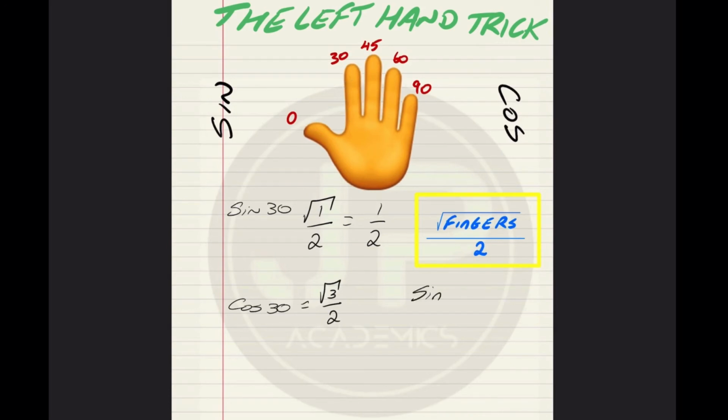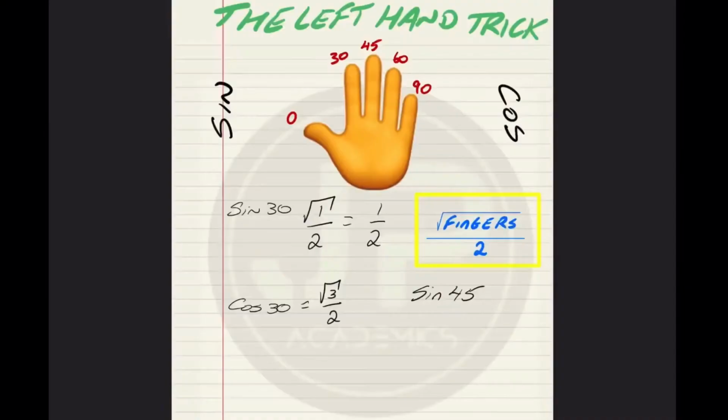I want you to try this one yourself. Using the left hand trick, can you tell me what is sine of 45 degrees? So we want 45 degrees, so we're going to ignore the 45 degree finger. We have 2 fingers on the sine side, so it's going to be the square root of 2 over 2, which is the same as 1 over root 2. Similarly, we have cos 45, which will give us 2 fingers on the cos side, so that leaves us with square root 2 over 2, which is the same as 1 over root 2. And as I said, this works for all your angles.